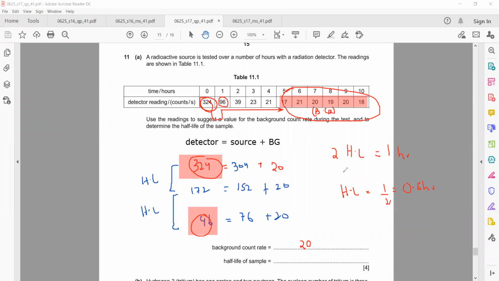Is it clear? So first we work out how many half-lives there are in the time interval when it changes from 324 to 96. So changing from 324 to 96, there are two half-lives.